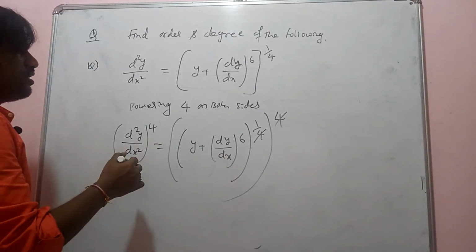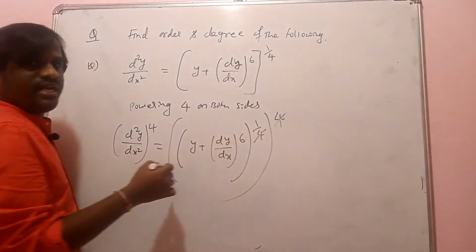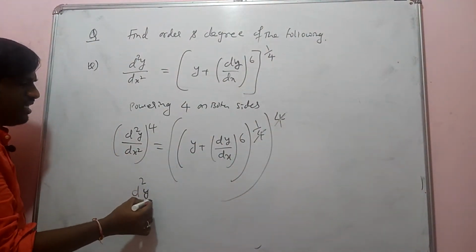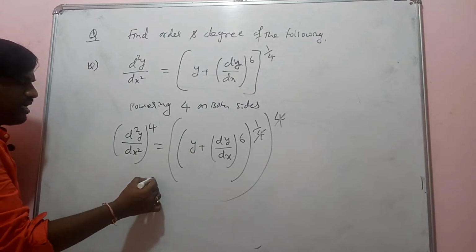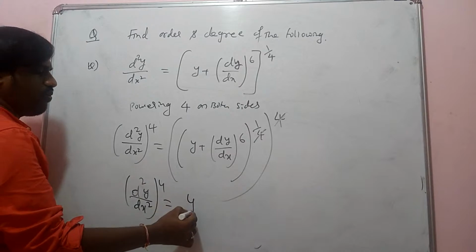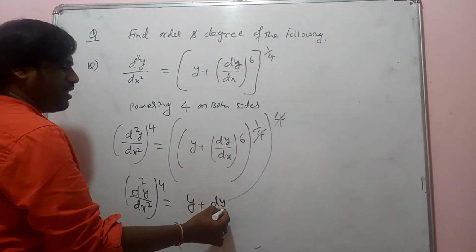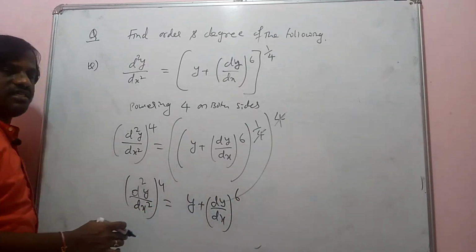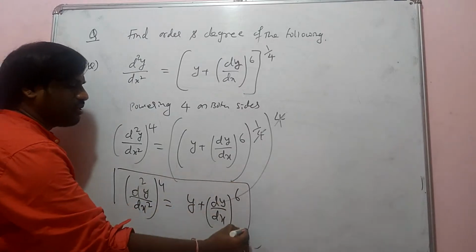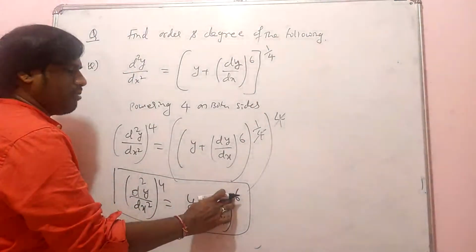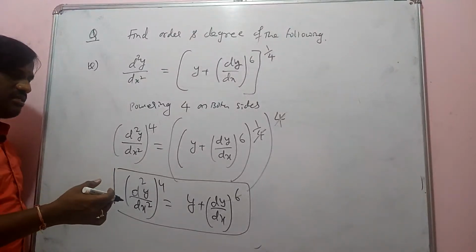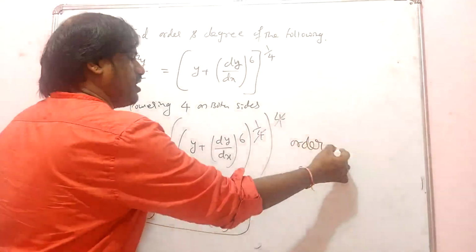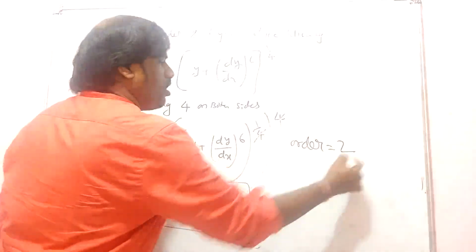Yeah, fine. See what I do here. Power 4 I cancel. Now it is coming into the fraction part. This is d2y by dx square to the power of 4 is equal to y plus dy by dx to the power of 6. Now the whole derivative is expressed in polynomial, meaning natural powers. So now I can see the order. Order is 2.